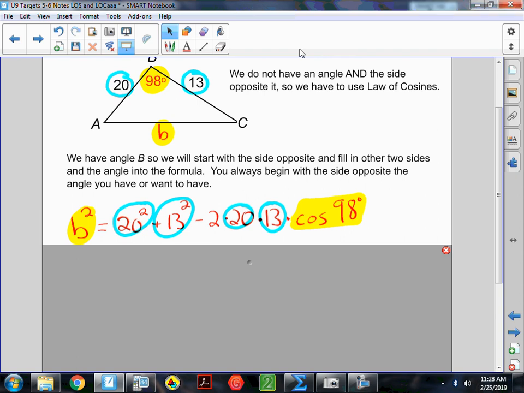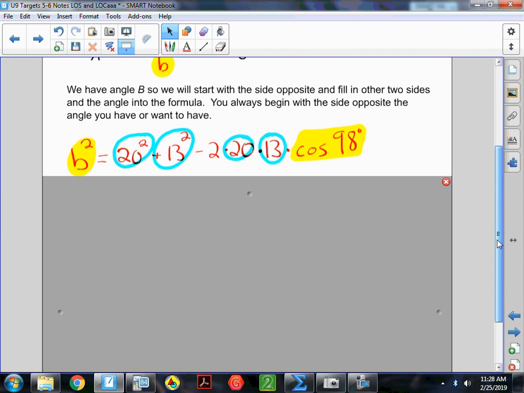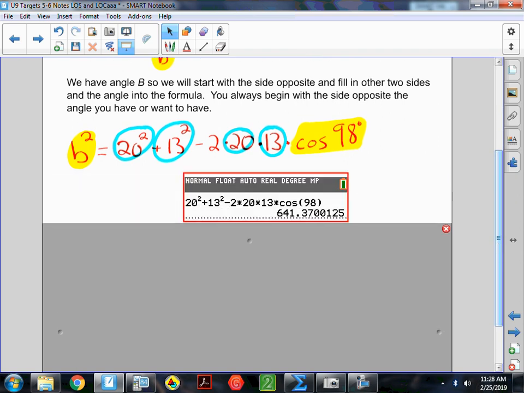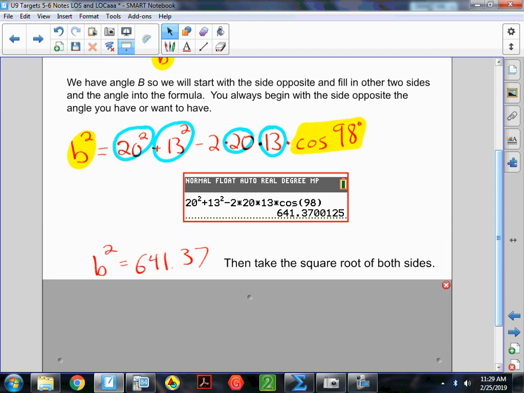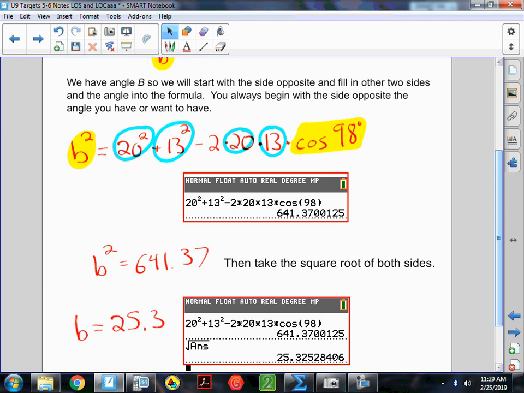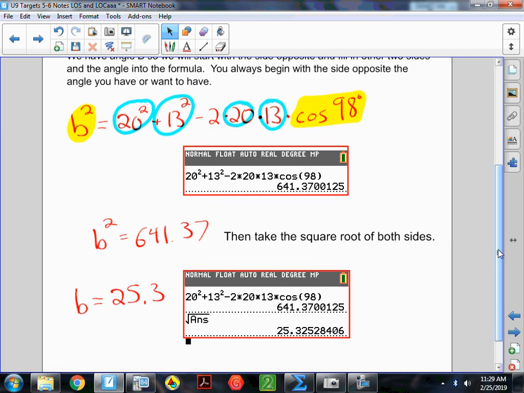You can use your calculator to calculate everything on the right side of the equation. So I typed all that in my calculator, 20 squared plus 13 squared minus 2 times 20 times 13 times cosine 98 degrees, and I got 641. That 641 is equal to b squared. So we need to take the square root of both sides. Taking the square root of both sides gives me a b value of 25.3.